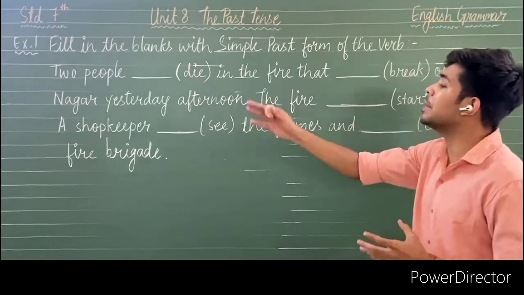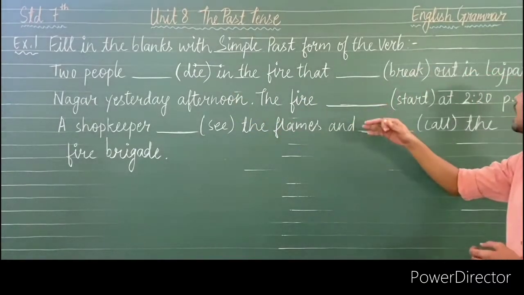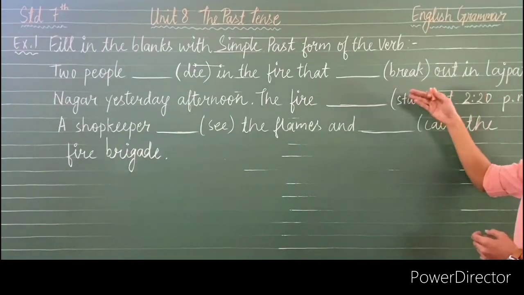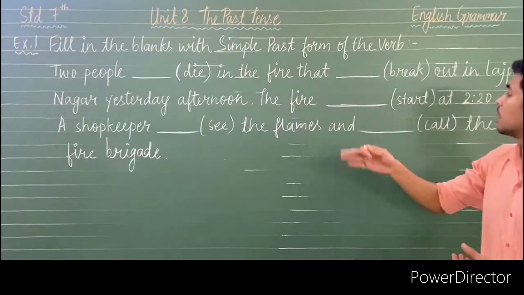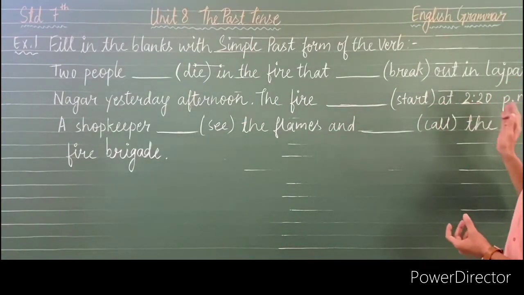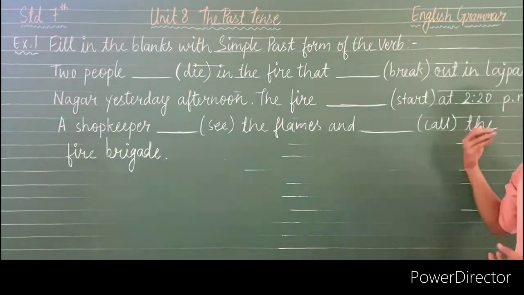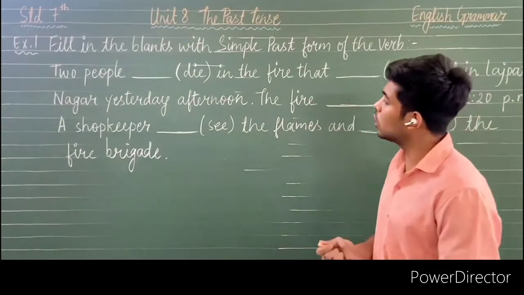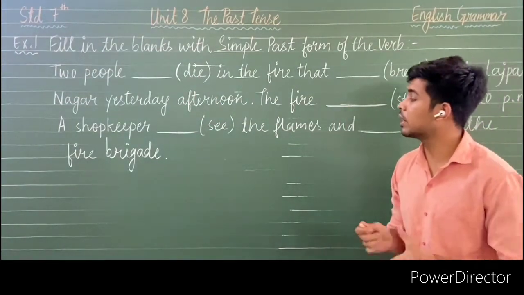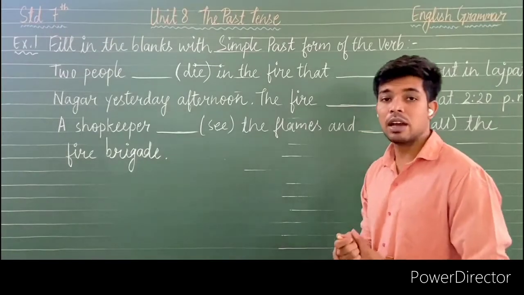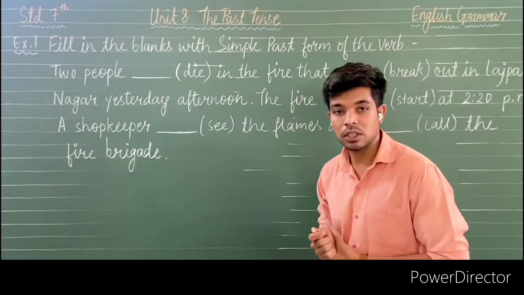Two people blank in the fire that blank out in Smt. R.S. Kalaria yesterday afternoon. The fire blank at 2:20 p.m. A shopkeeper blank the flames and blank the fire brigade. So here we are given some brackets, and in the brackets there are some verbs. We have to convert those verbs into the simple past form of the verb.